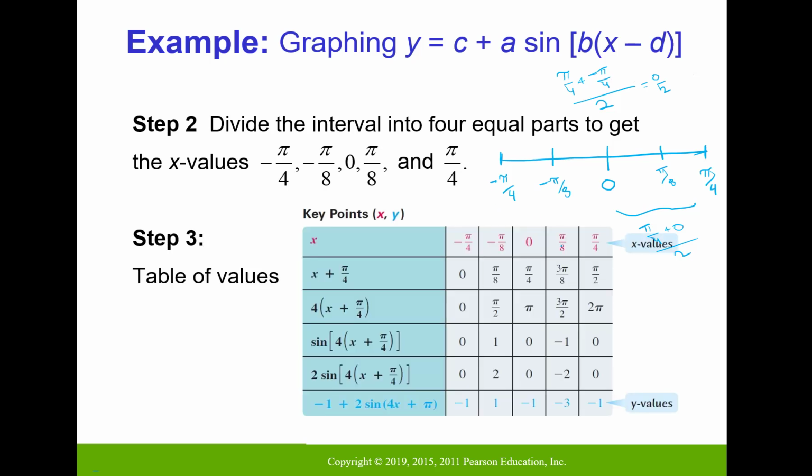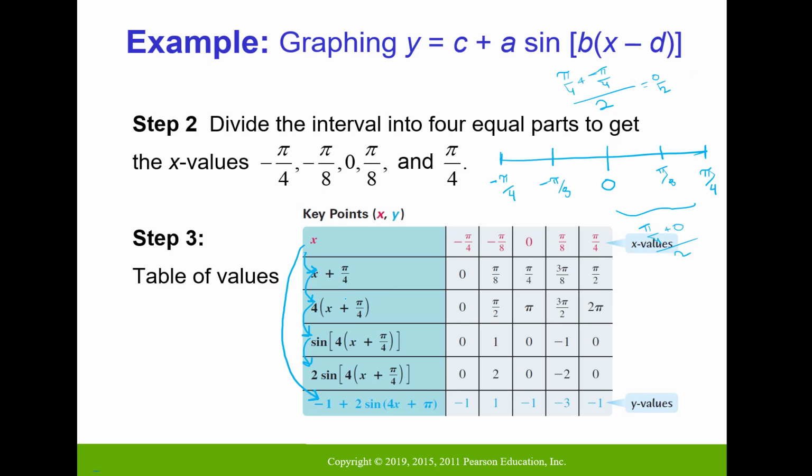And then once you find those x values, and you don't really have to do it in steps like this, you're going to just plug them into your function. So once you get those x values, you could just plug them right into your entire function. But if you don't have a calculator, or if you're using the unit circle, it might be easier to go step by step like this. Plug it in and add pi over 4, then multiply that by 4, and then find the sine value of that, and then multiply that by 2, and so on.